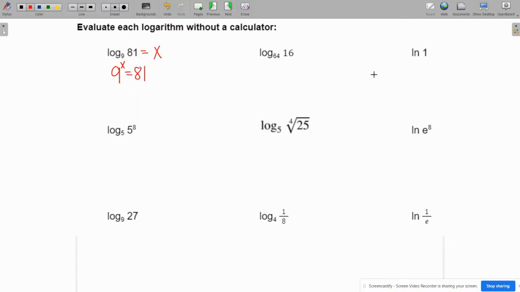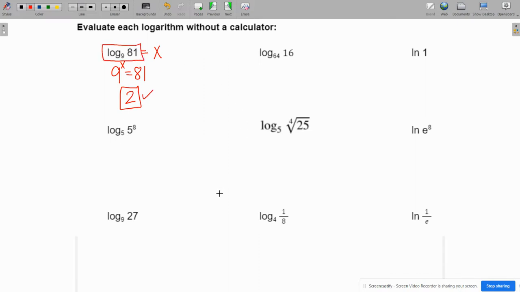So every time you're looking at these, you're asking, what does the base have to be raised to the power of in order to get this number? So 9 to what power is 81? 64 to what power is 16? In this case, it's the natural log, so e to what power is 1. So in this case, we know that 9 squared is 81. So if we're evaluating log base 9 of 81, we would get 2.